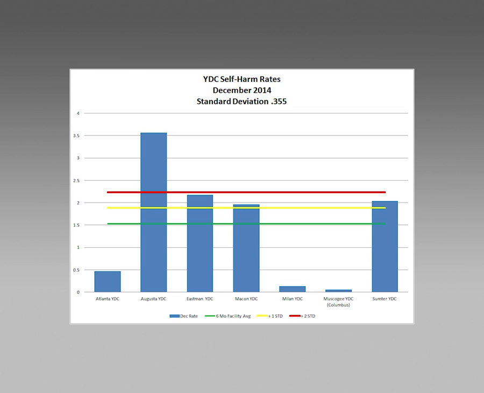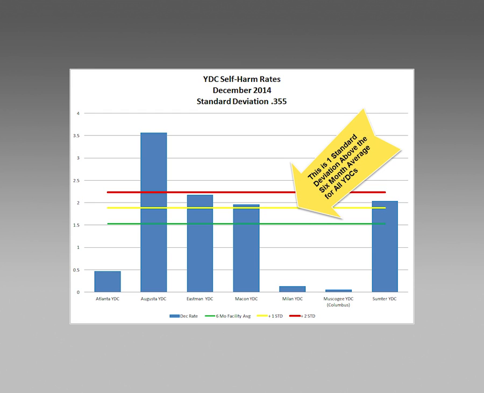Let's start with an example to clarify how the data is presented. These are the self-harm rates for YDCs during December. Note the green line marks the 6-month average for all YDCs. I think this is the best baseline against which to measure YDC performance because it gives us a good stable look at how the system performs over a 6-month period.